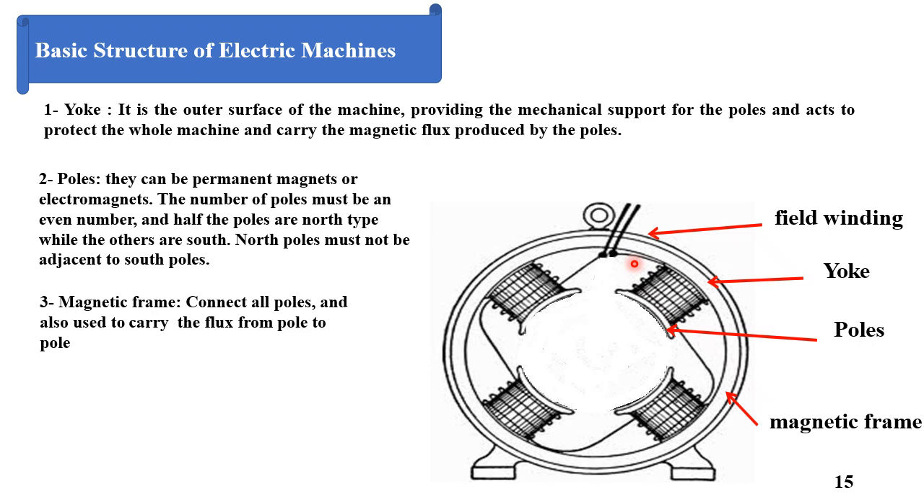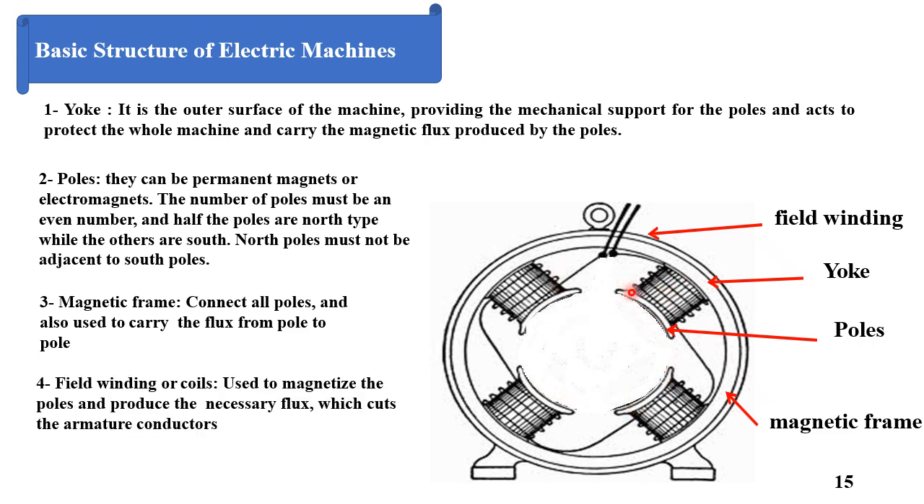The magnetic frame, which is the second part from the outside, collects the poles and carries the flux from one pole to the other. The field winding or coils are used to magnetize the poles and produce the necessary flux that cuts the conductors of the armature, which is the inside part of the machine.